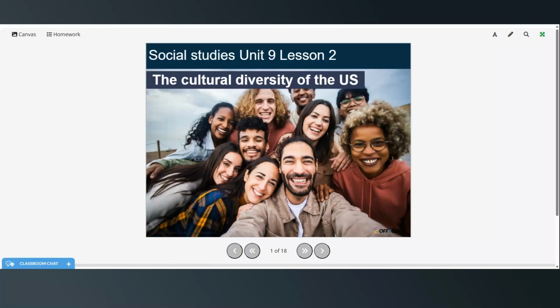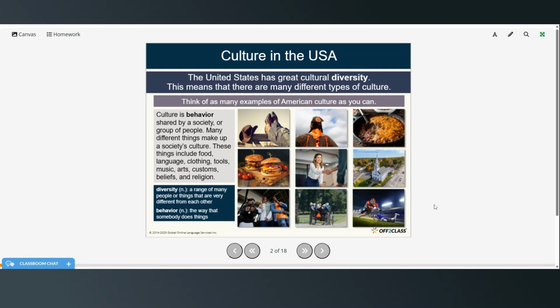This is a B1 level social studies lesson, and today we're going to be talking about the cultural diversity of the United States. So the United States has great cultural diversity, and that means there are many different types of cultures. And before we read, here are some vocabulary words.